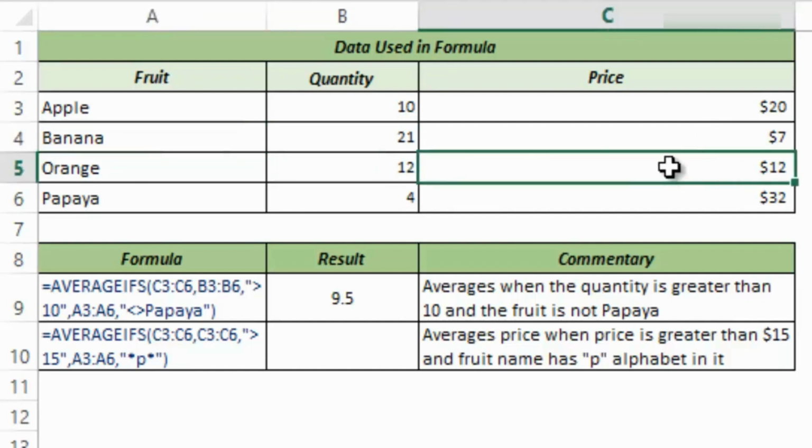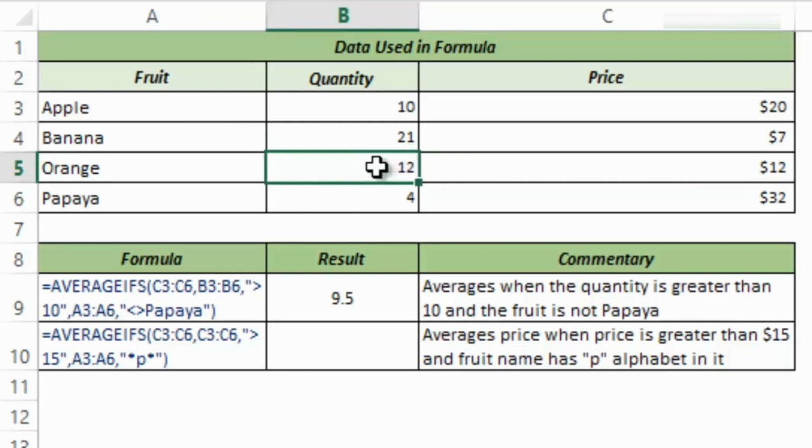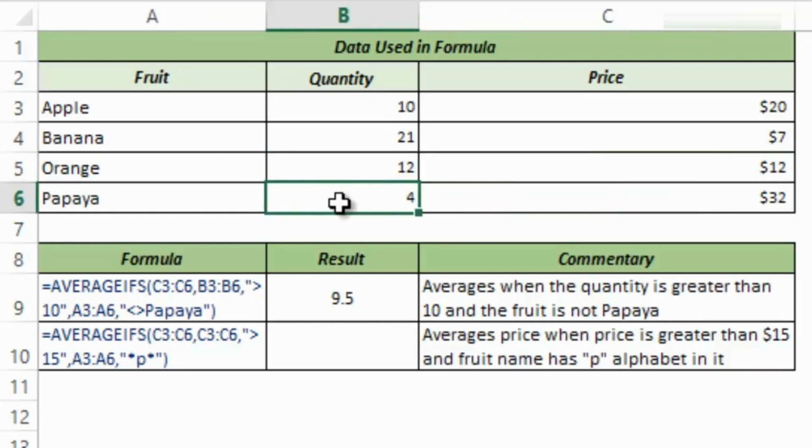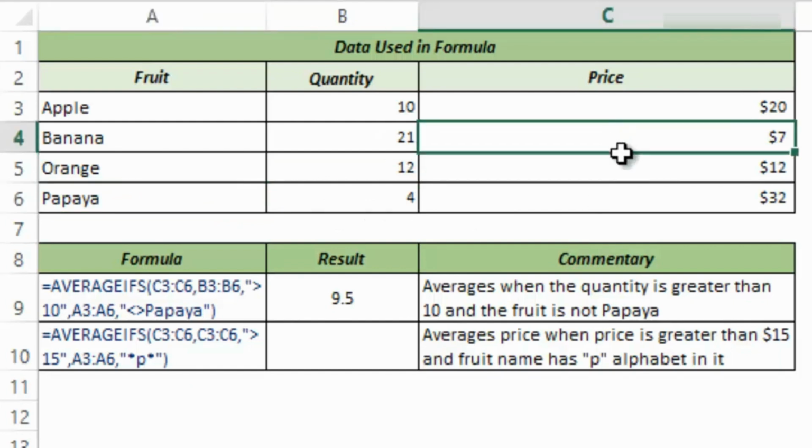The third one is 12, and the first condition is met because this is 12, greater than 10, and the second condition is met because this is orange. Mind you that both the conditions have to be true, so 12 is taken. The next is 32, but the first condition is not met. Actually both the conditions are not met. This is less than 10 and this is papaya. The condition was it should not be equal to papaya, so only these two numbers are averaged out. 7 plus 12, which is 19, divided by 2 is 9.5.